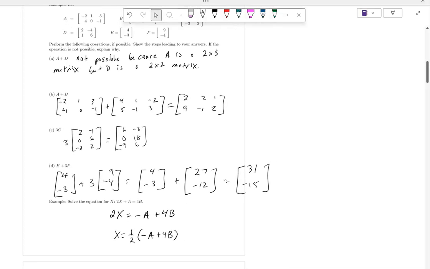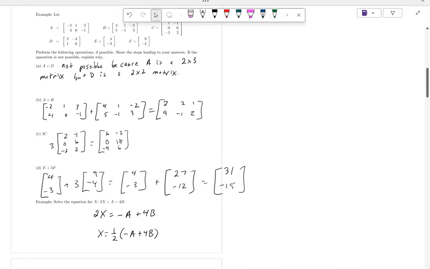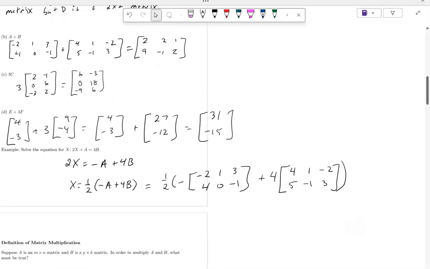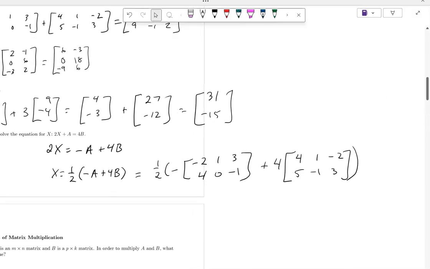I know what my a and my b are up here. I need to shrink it a little bit so I can write them down. A was the matrix negative 2, 1, 3, 4, 0, negative 1. And B is the matrix 4, 1, negative 2, 5, negative 1, 3. Does that look like something we can simplify, knowing what we know now with matrix arithmetic?